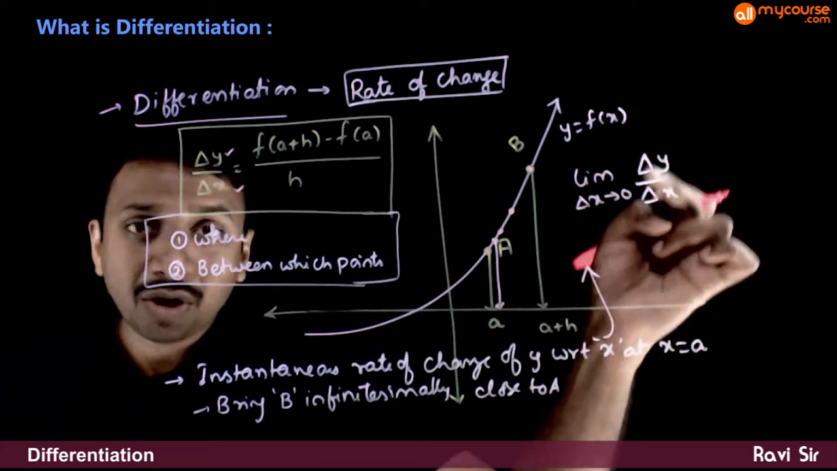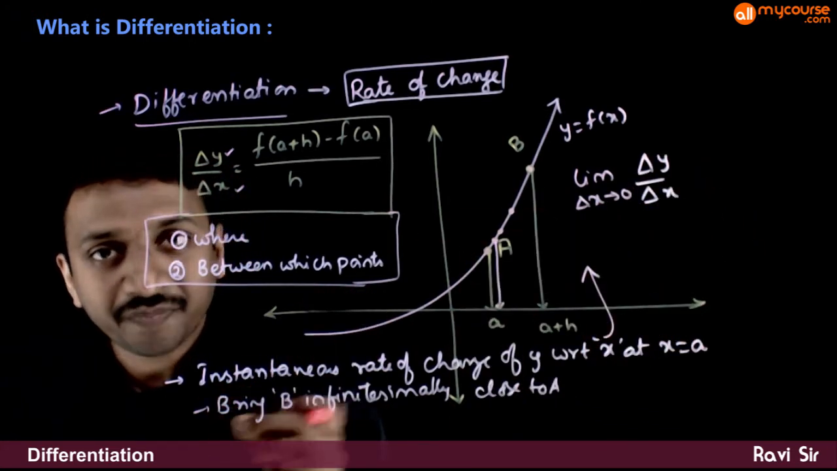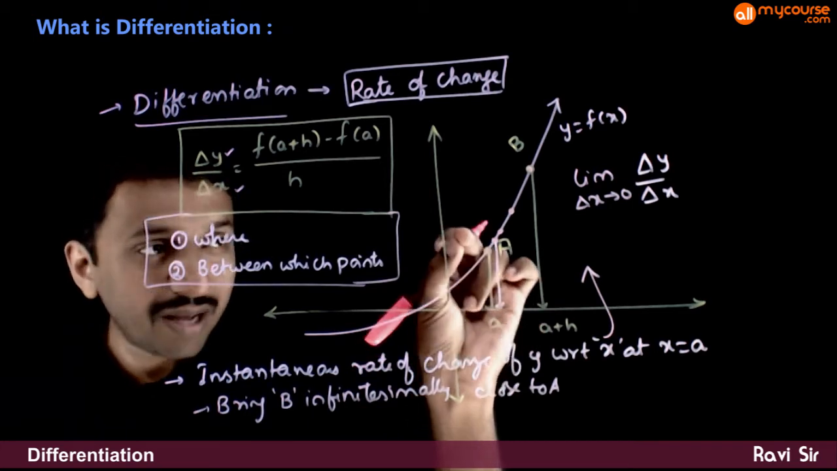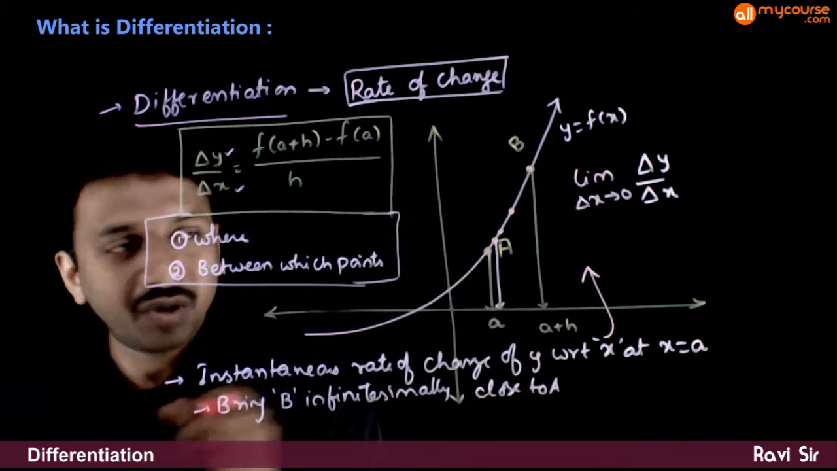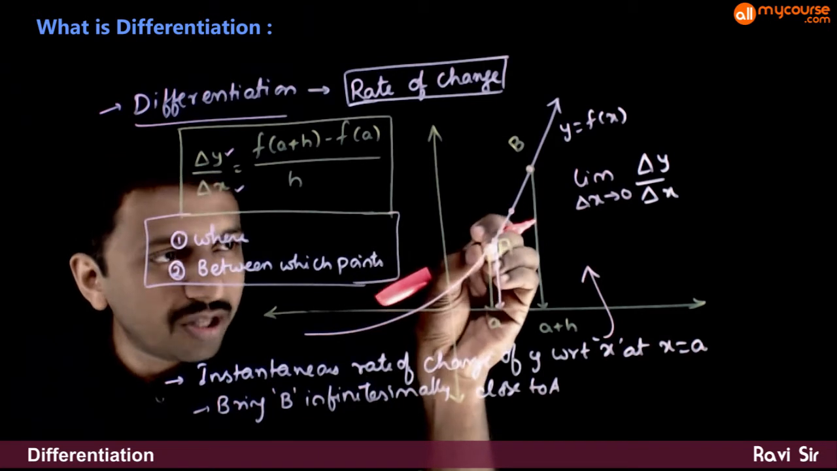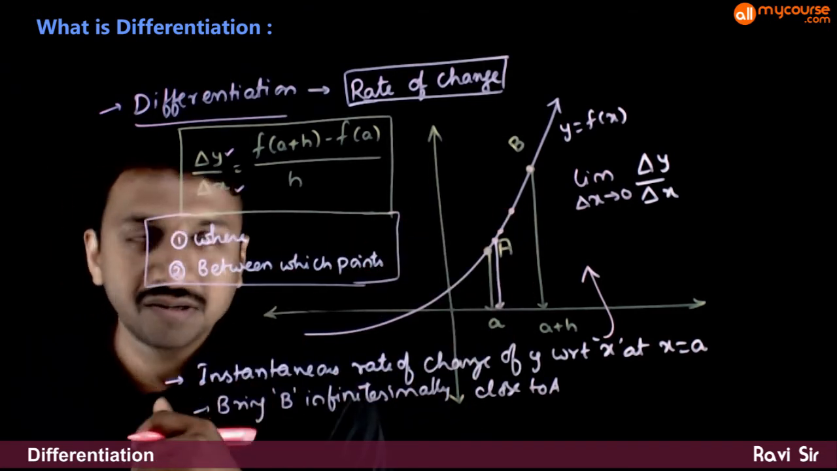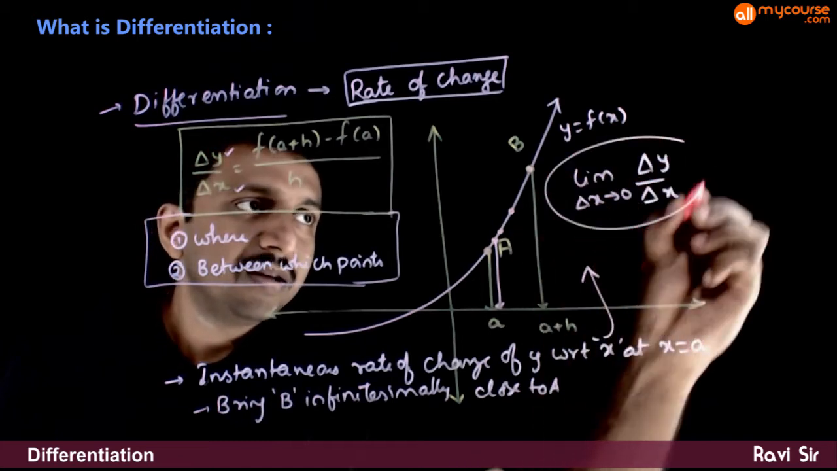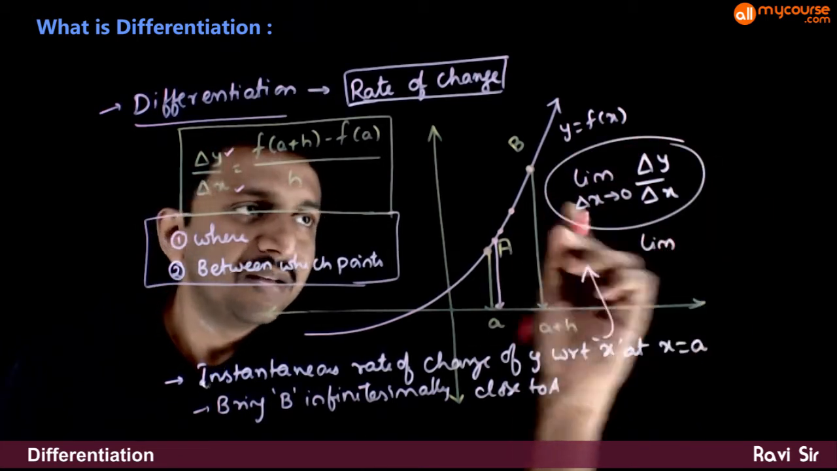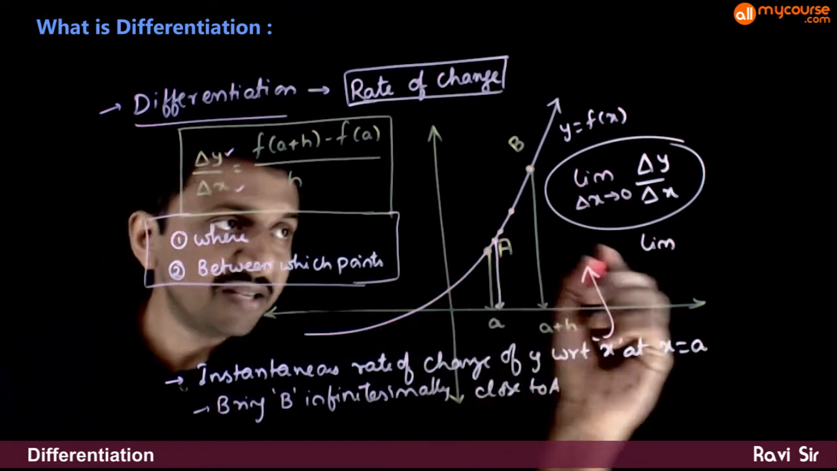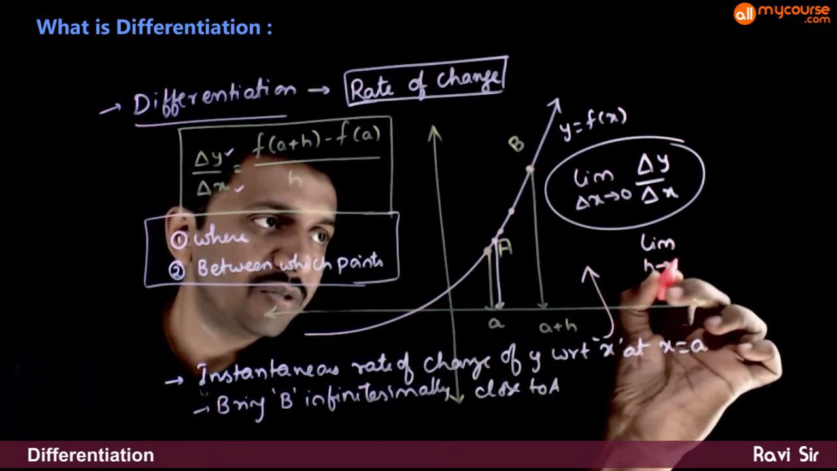Now the ratio of those two will give you the instantaneous rate of change of y with respect to x at x is equal to A, because we don't have two points. Both the points are very close, infinitesimally close. So limit. In this formula, delta x, the change in x, is taken as h. So limit h tends to 0.